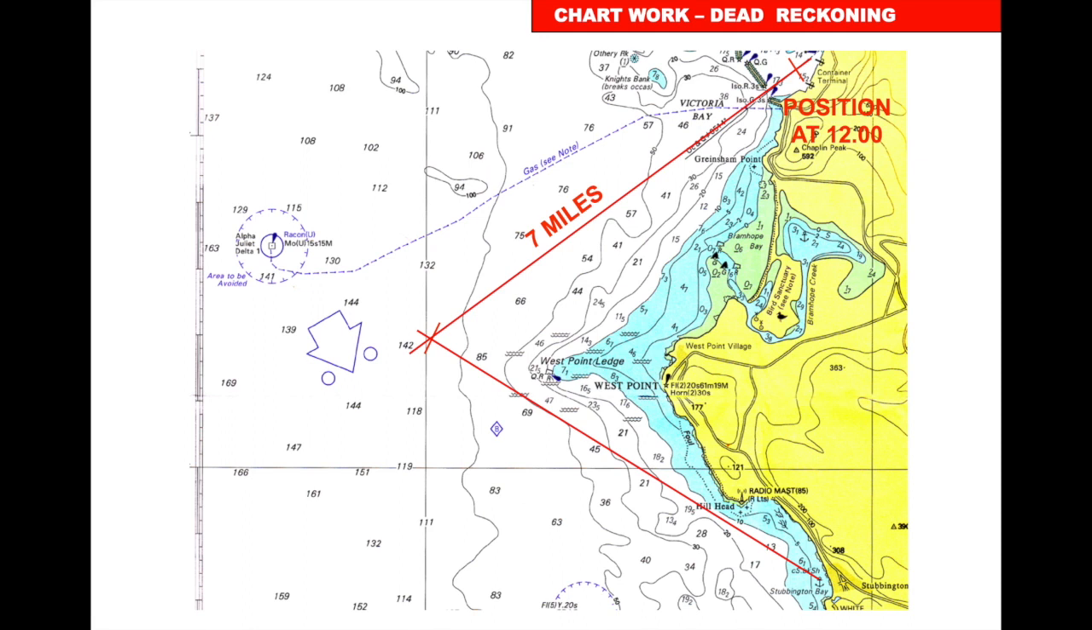So carry on. We're going to talk about how to work out our position with the effective tide, which is called estimated position. So we do our DR, dead reckoning, first. We pop the effective tide on for the time we've been on the water, and that's called our estimated position. We're going to do that now in the next video.